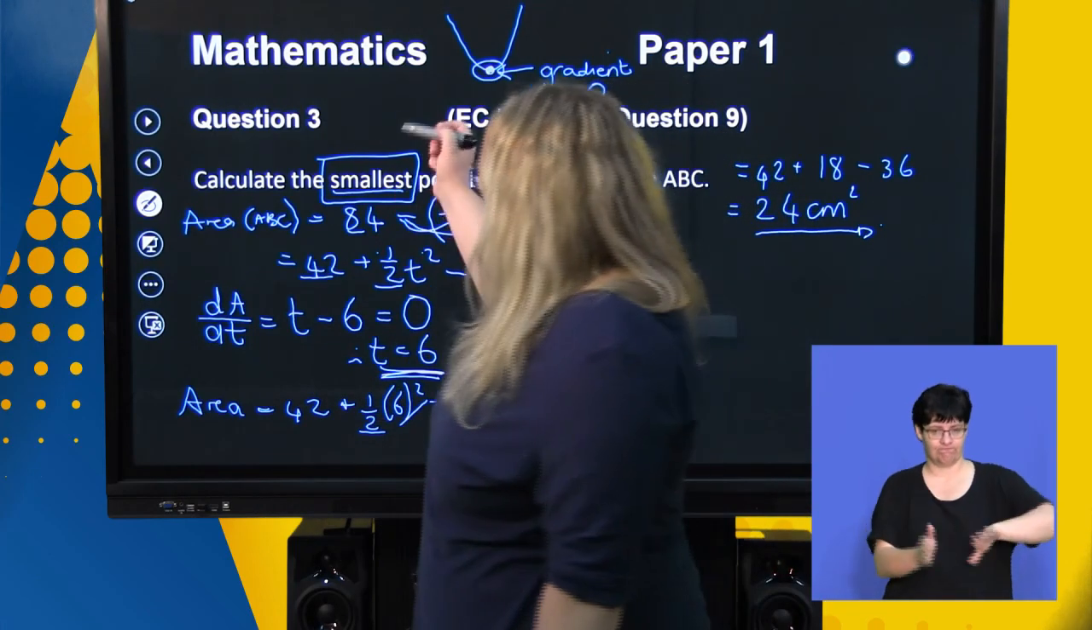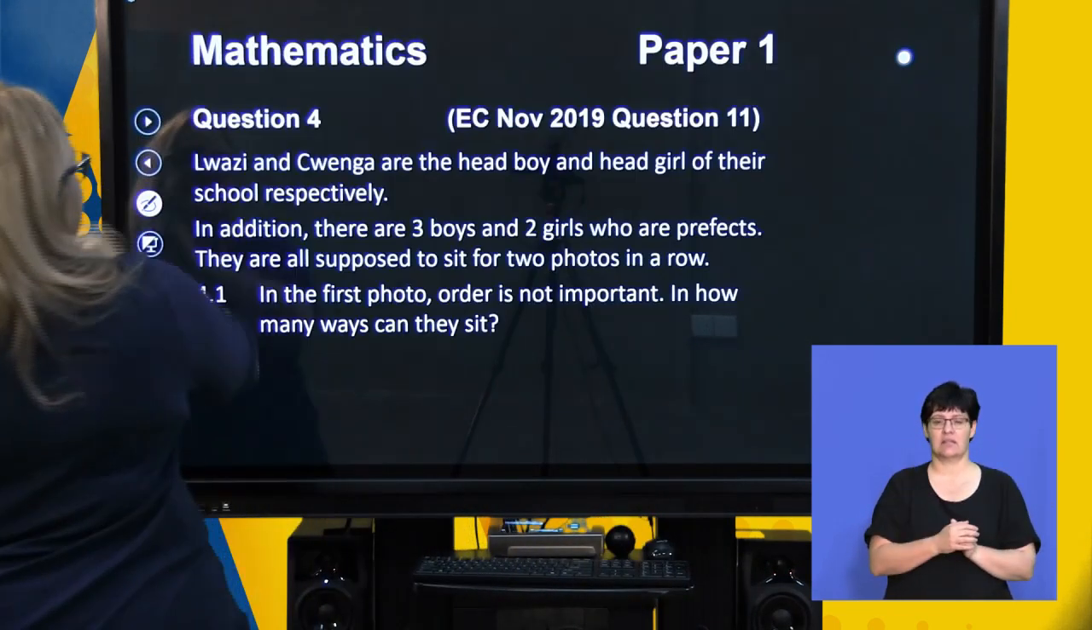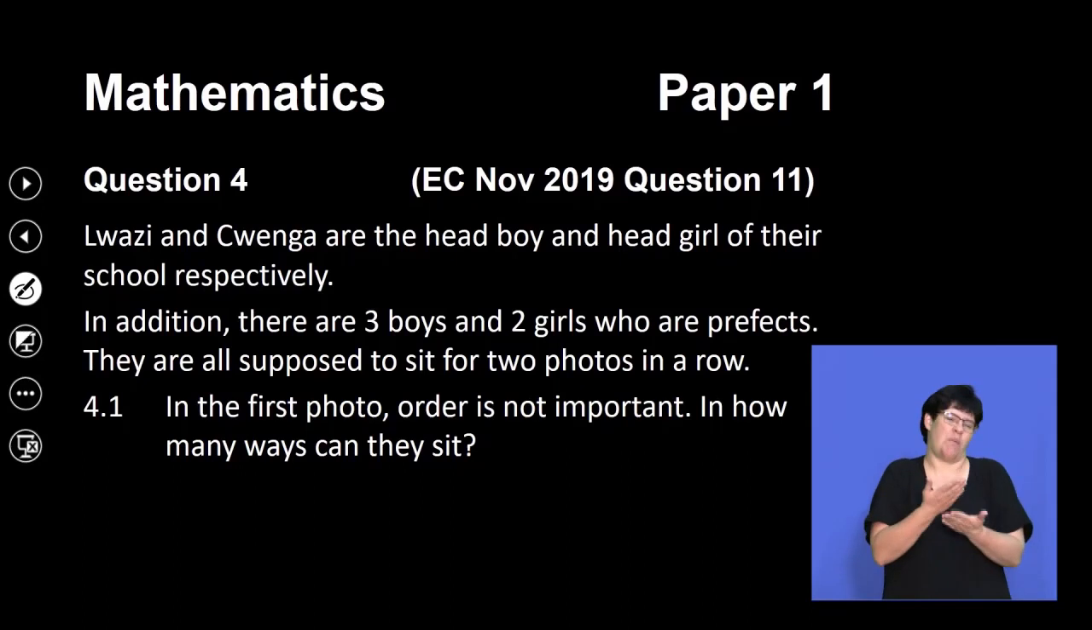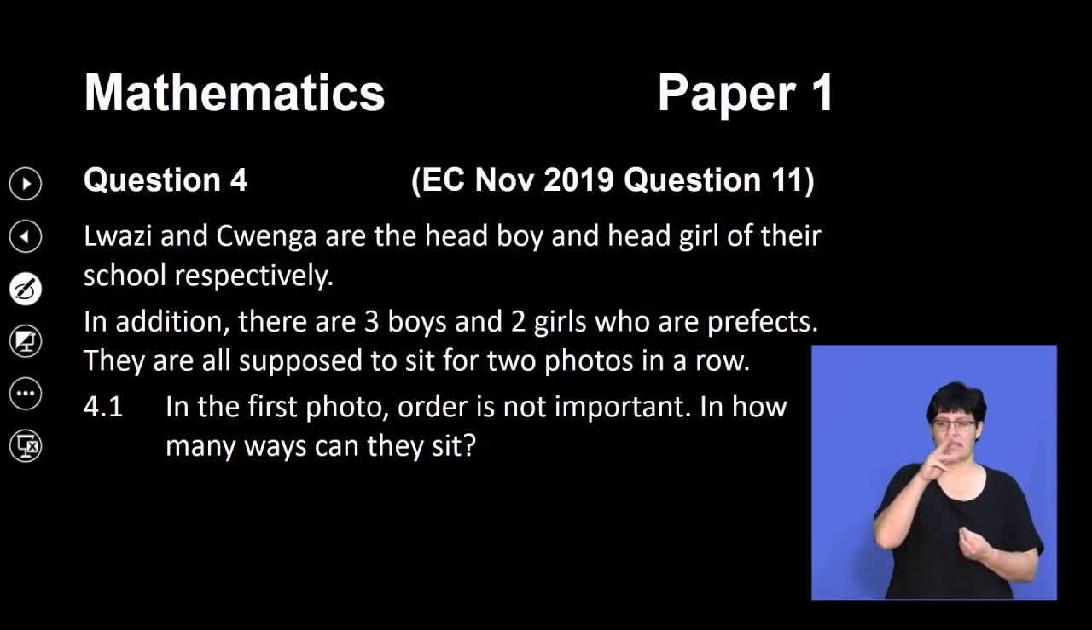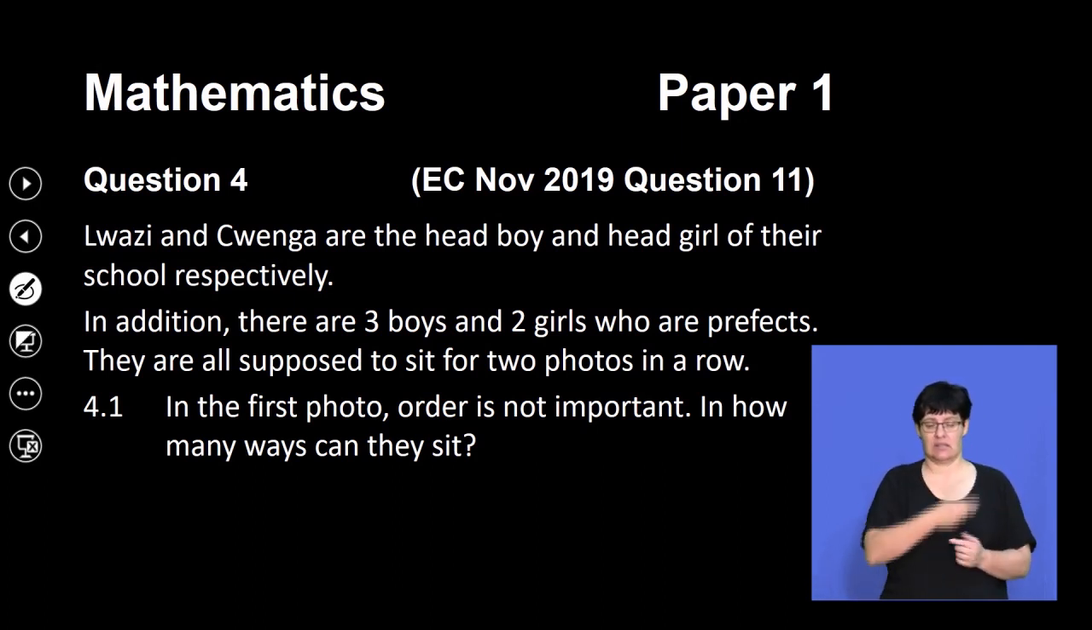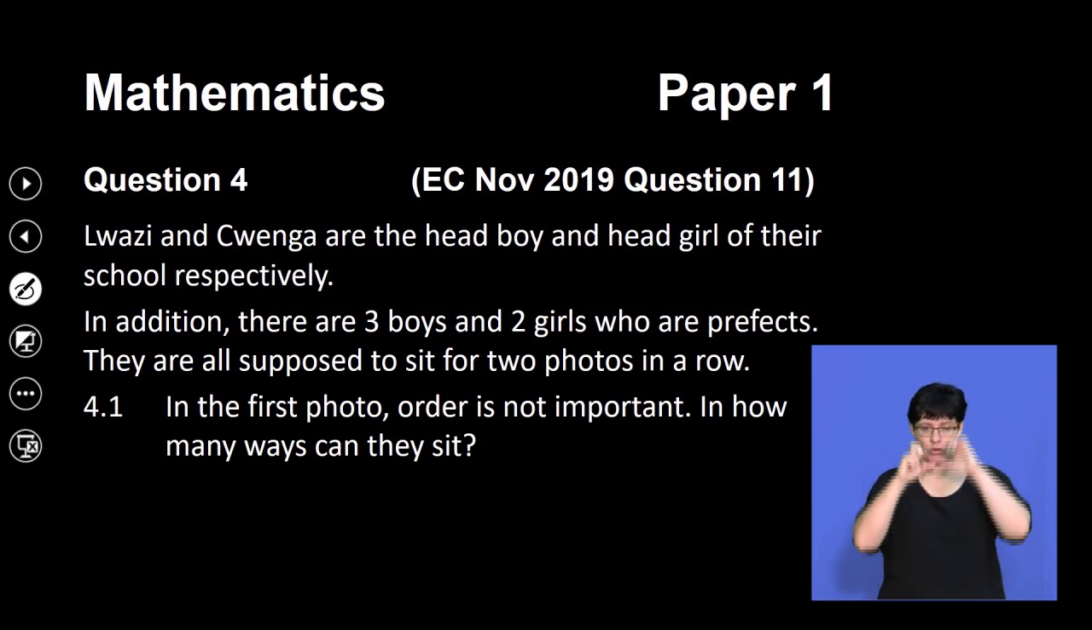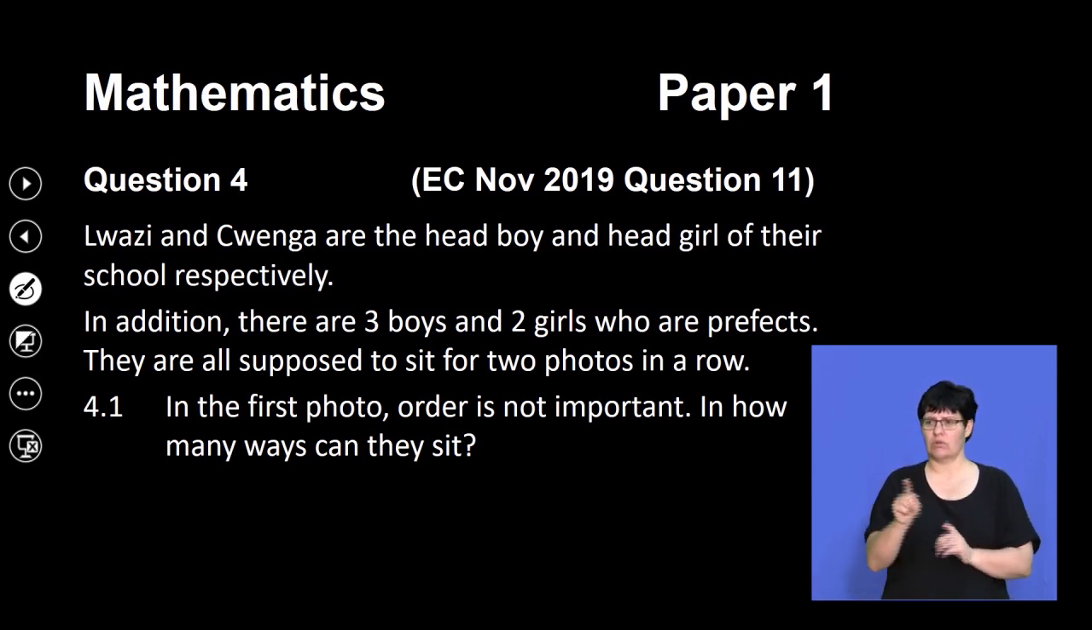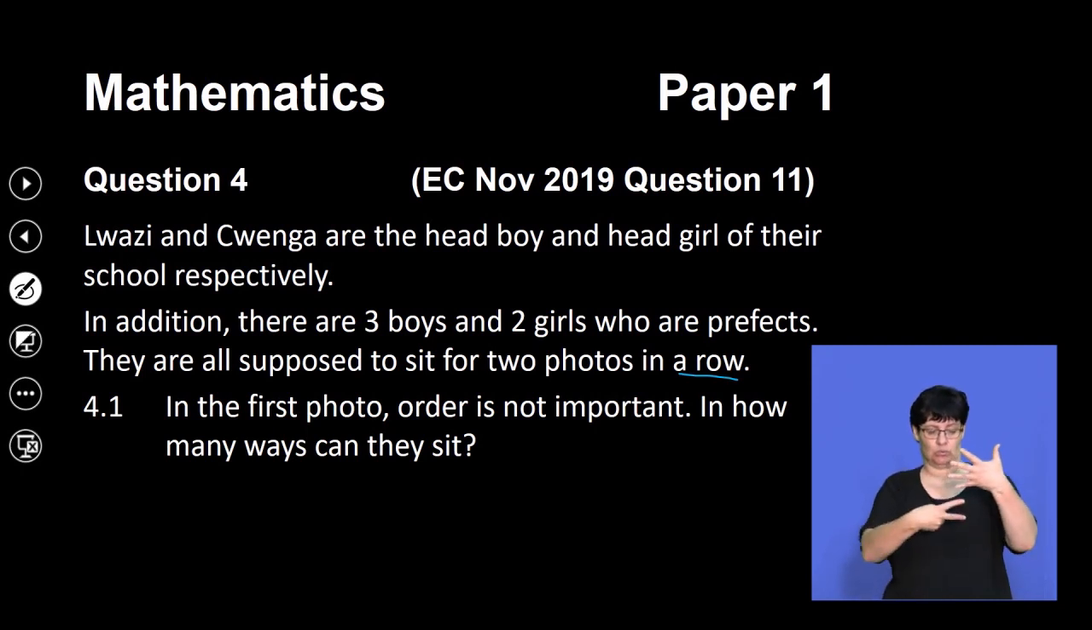All right, so let's move on to the last part, which is a little bit of probability. We have Lwazi and Kwenga, the head boy and head girl of their schools respectively. In addition, there are 3 boys and 2 girls who are prefects. They're all going to sit for 2 photos and they're sitting in a row. Effectively, there's a head boy, a head girl, and then 5 other students or prefects who are all sitting in one row.